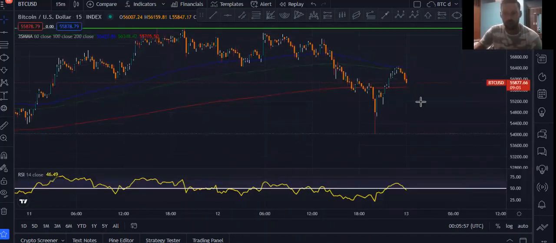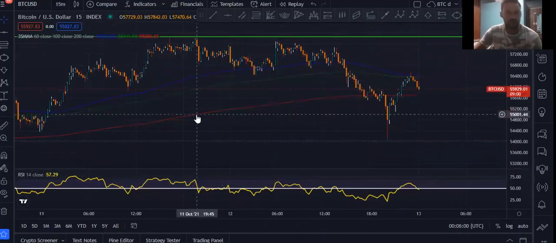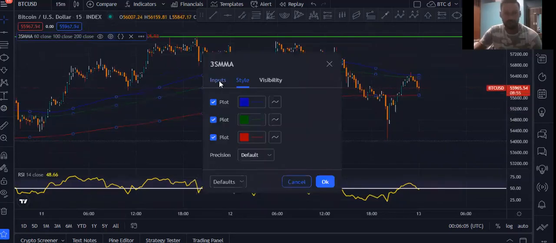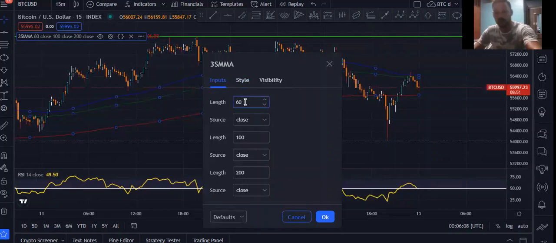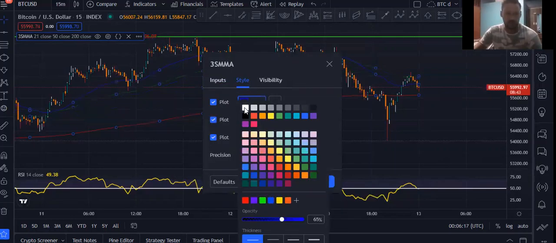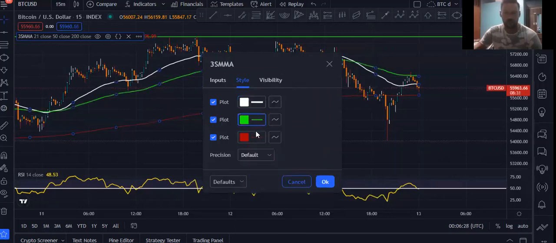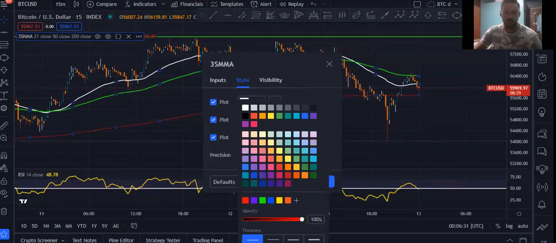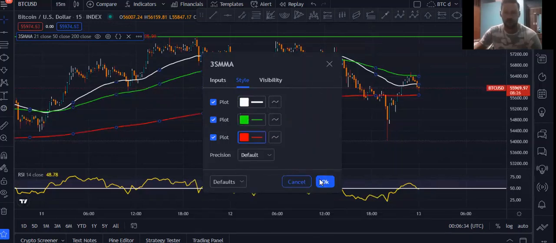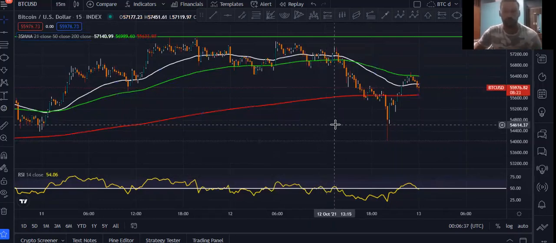Okay, now when we know everything about RSI, we're gonna set up the second indicator, and that's the 3 smoothed moving averages. We're gonna go to the settings, you're gonna use inputs, and here you're gonna put 21, second is gonna be 50, and the third stays 200. Okay, the style is gonna be like this. The first one, 21, is gonna be white, full color, and make it second thickness. Second one is gonna be green, full color, second thickness. Third stays red, full color, second thickness, and you press OK, and now you have your chart ready for you.